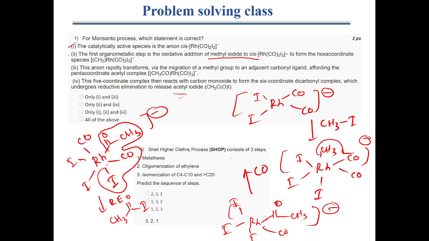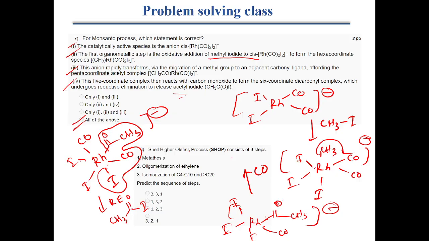This is also right. The species cis-Rh(CO)2I2 will form. Then methyl iodide insertion from the hexacoordinated CH3Rh(CO)2I3. This is also right. Then the anion rapidly transforms by migration of a methyl group to an adjacent carbonyl center, giving the pentacoordinated acetyl complex CH3CORh(CO)I3. This is also right. This five-coordinated complex then reacts with carbon monoxide to form the six-coordinated dicarbonyl complex, which undergoes reductive elimination to release acetyl iodide. So all of the above is the right answer.